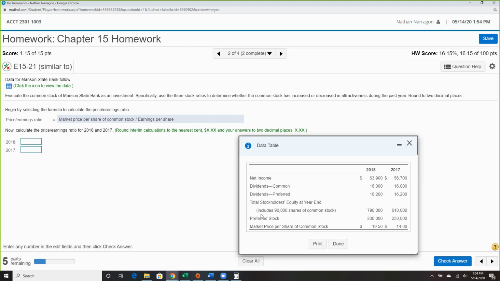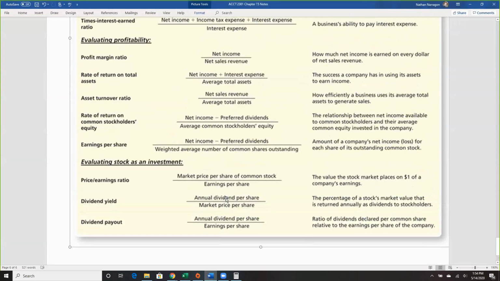So, well, first thing we have to do is actually perform the bottom part, the earnings ratio, earnings per share. It gives us the market price, so all we have to do is figure out earnings per share. So let's go look up that formula. There we go. Net income minus preferred dividends divided by the weighted average number of common shares outstanding. Okay, that's going to be the fun part, is the weighted average.